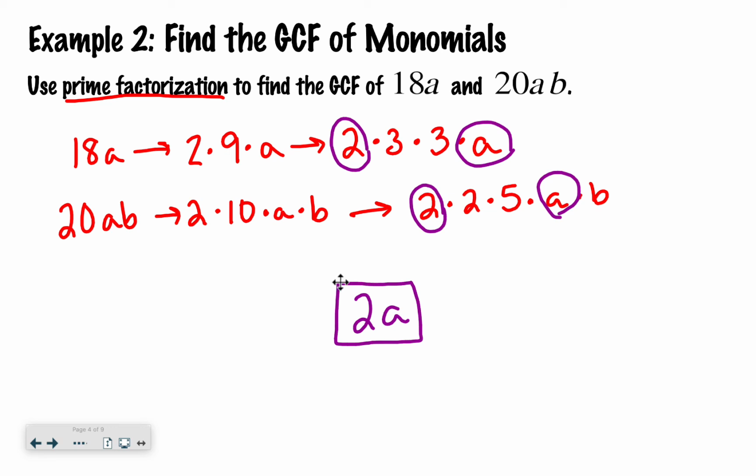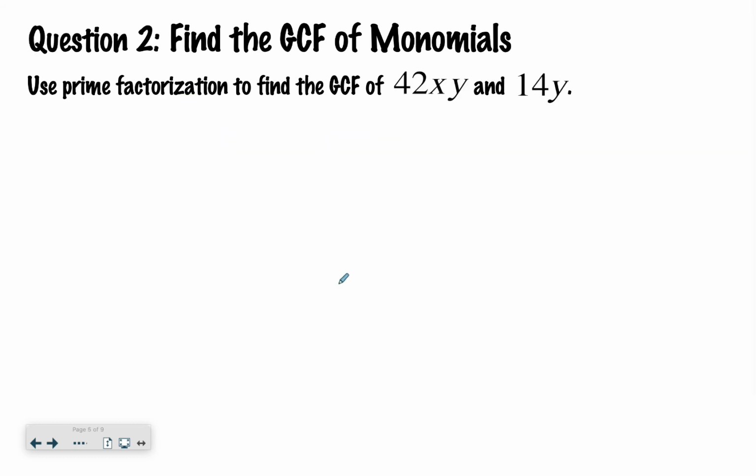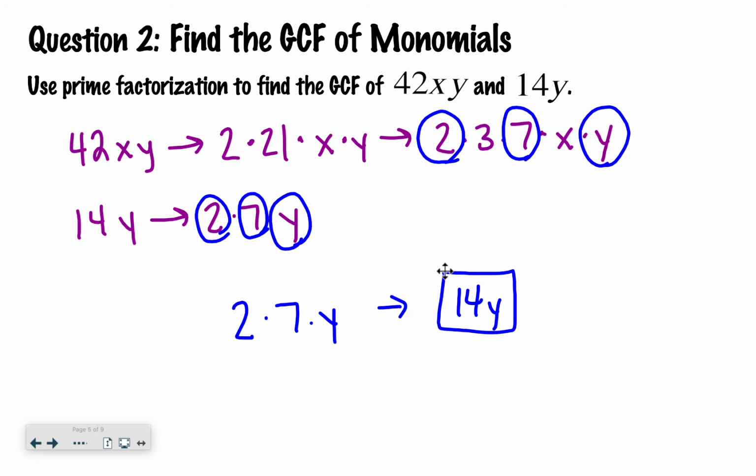Okay, so that is the method called prime factorization. So now I want you to use that same method, prime factorization, to find the GCF of 42xy and 14y. Good luck. All right, for your answer, hopefully you saw that they had a 2, a 7, and a y in common. So if you multiply all of those together, 2 times 7 is 14. So we have 14y as our answer.